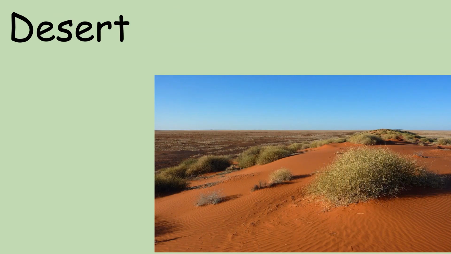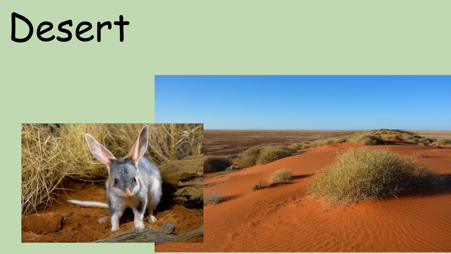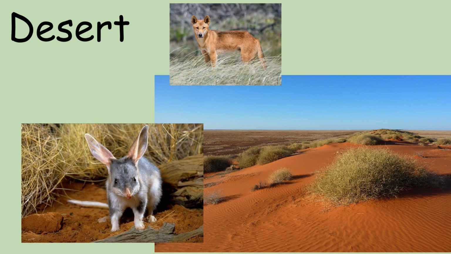Now a desert is dry and sandy, but there are some small shrubs and grasses. Now within those small shrubs and grasses you'll find animals like this bilby that like to hide under the shrubs and burrow under and eat the insects. The dingo at the top there would eat small animals like the bilby.